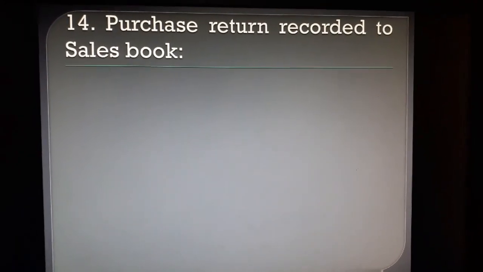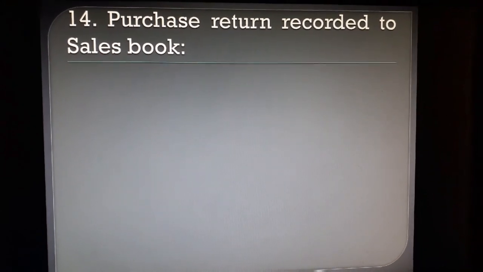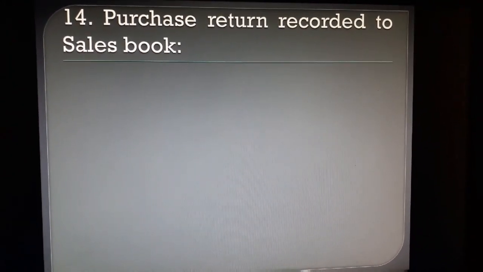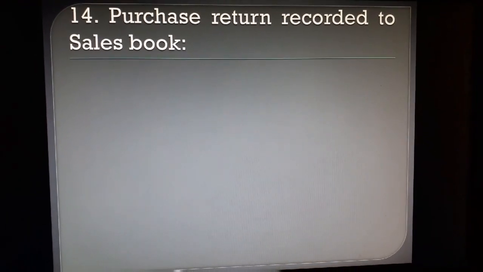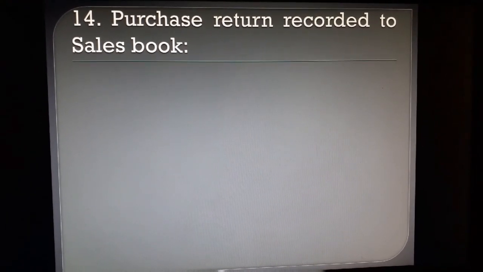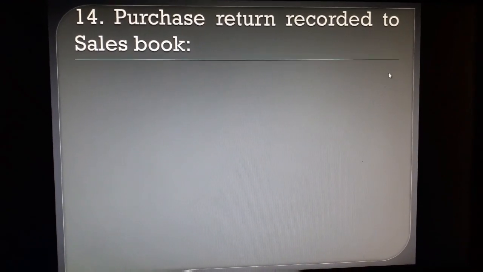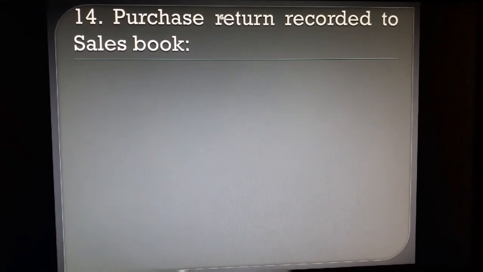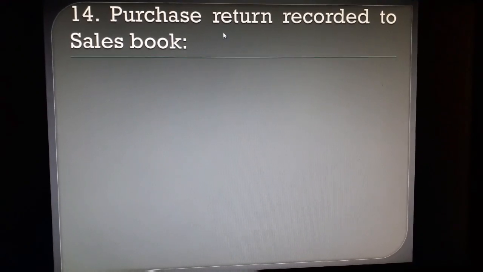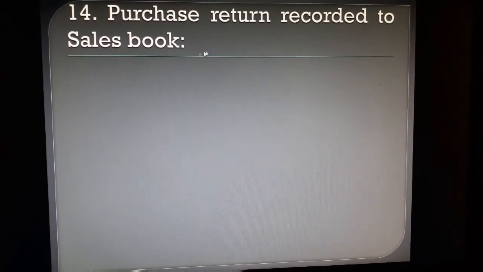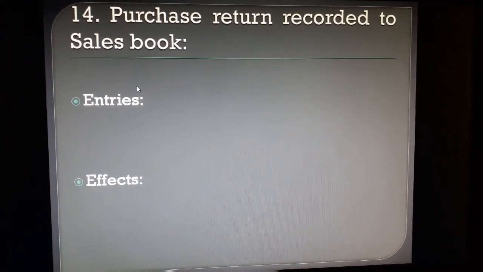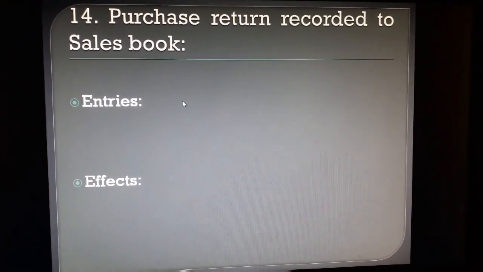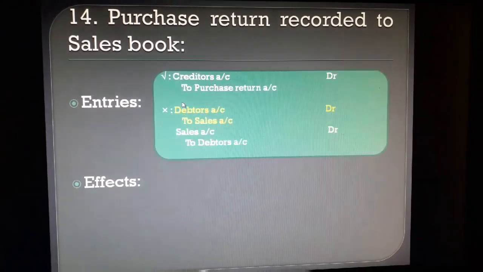Now the next point is purchase return recorded in sales book. This is the point where a rectification entry is required. Something wrong happened, so we have to rectify it. Actually it is a purchase return, but this purchase return is recorded in the sales book. That means it is recorded as credit sales. So first we need to understand the correct entry, the wrong entry, and then the rectification entry.